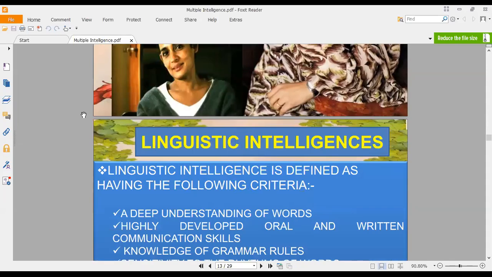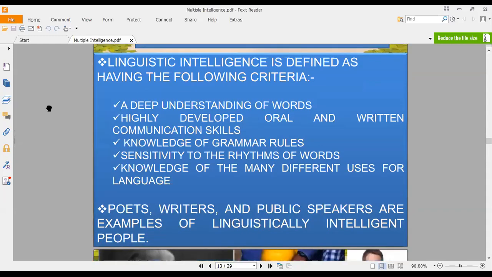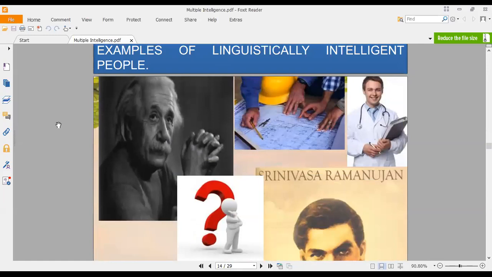And linguistic. What do you mean by linguistic ability? That means a deep understanding of words, oral and written communication skills, grammar rules, and sensitivity to the rhythms and rhymes of words. So they will become expert poets, writers, and public speakers. Why? Because they do have linguistic ability: words, oral skills, grammar, rhythms, rhymes, all those things.